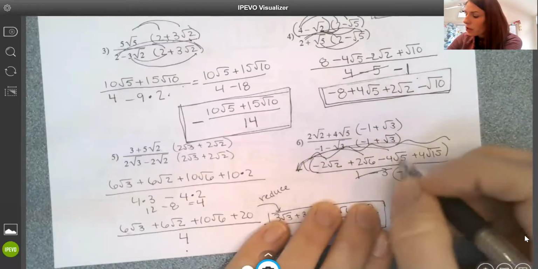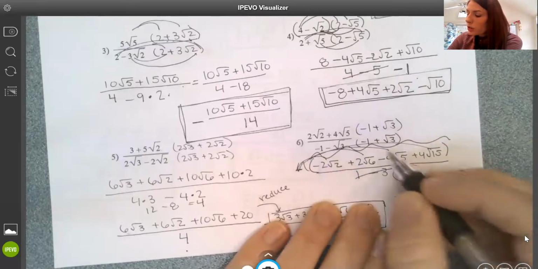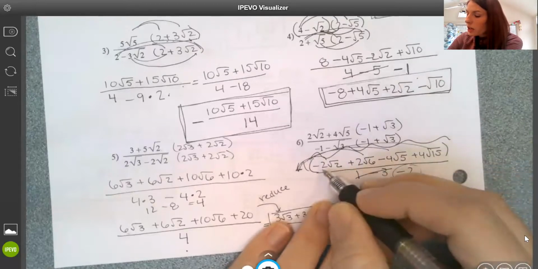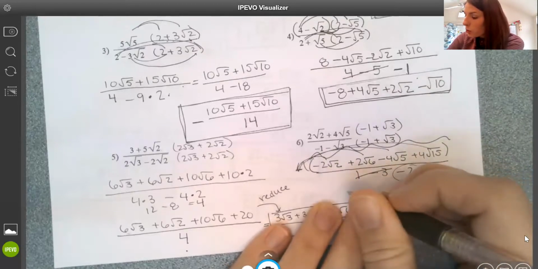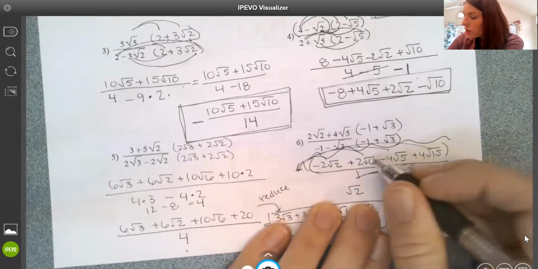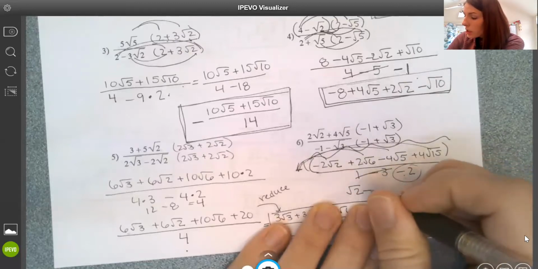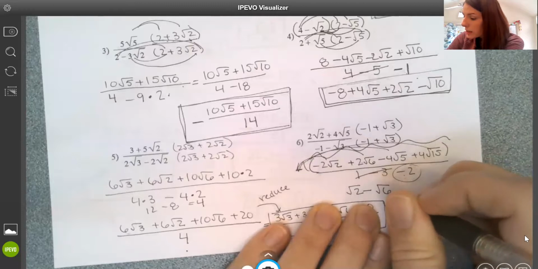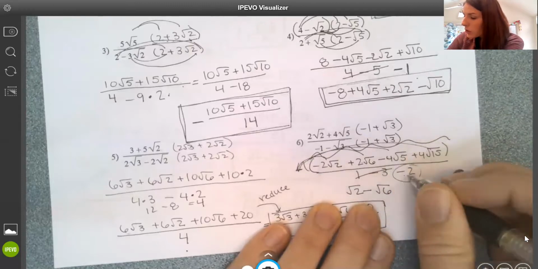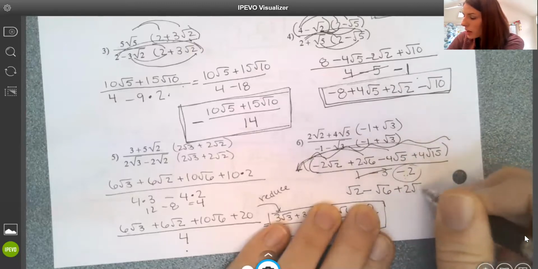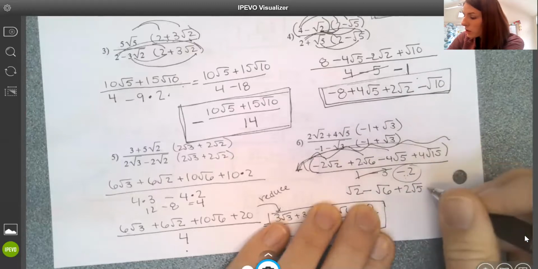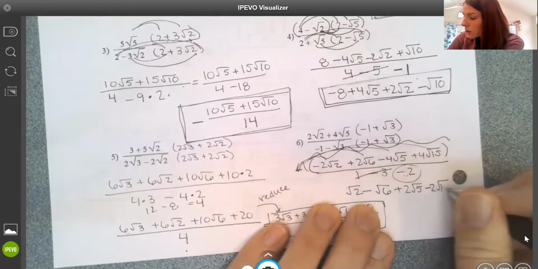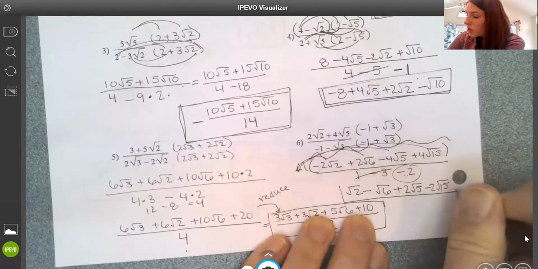So let's just divide each term here. They can all be reduced by that -2. So -2 over -2 is just going to give me 1 rad 2. 2 over -2 giving me -1 rad 6. Negative over negative giving me a +2 rad 5. Positive over negative giving me a -2 rad 15. And then here's my final answer.